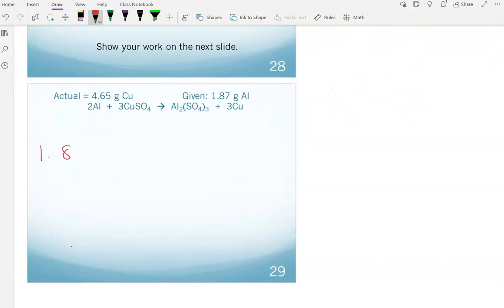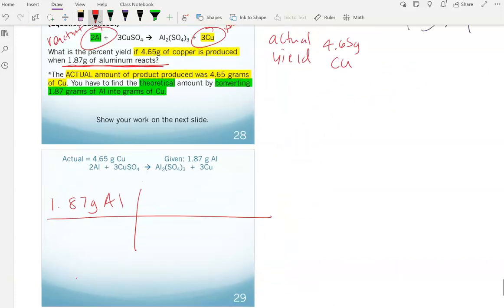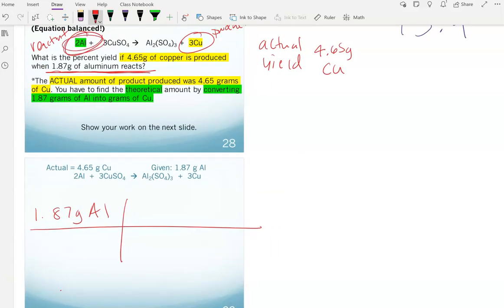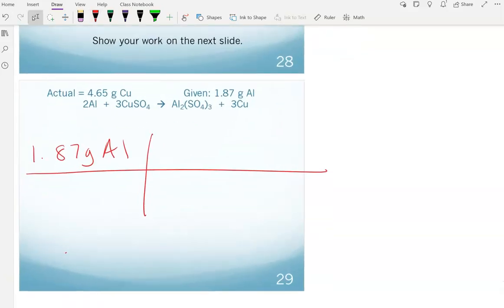So I have 1.87 grams of aluminum. This is one of the reactants. I know it's a reactant because it's on the left-hand side of the equation here. You can assume that's the limiting reactant. And now I'm going to convert that into the product, which we're focusing on is copper. And I already provided the actual yield of copper. So we're doing this picket fence to find the theoretical yield of copper.